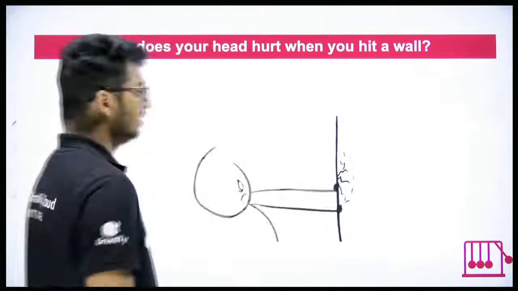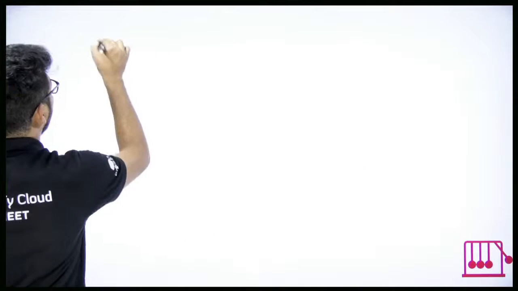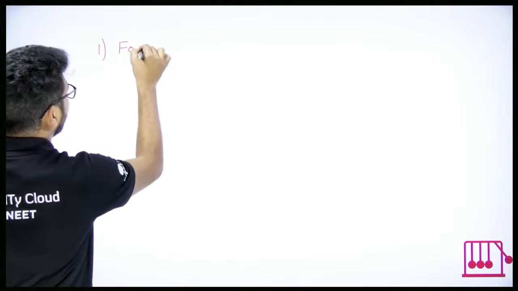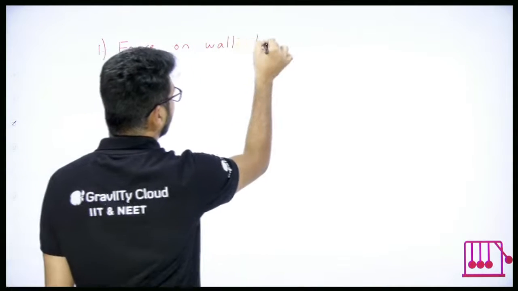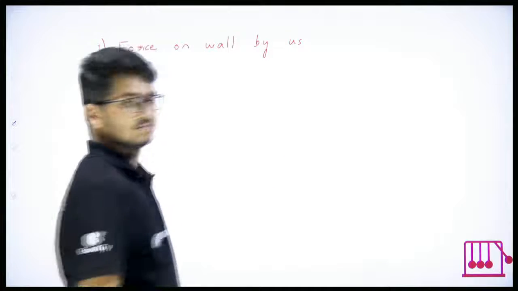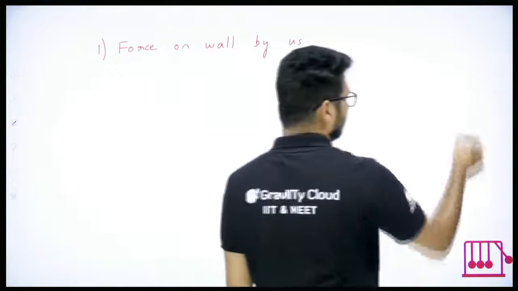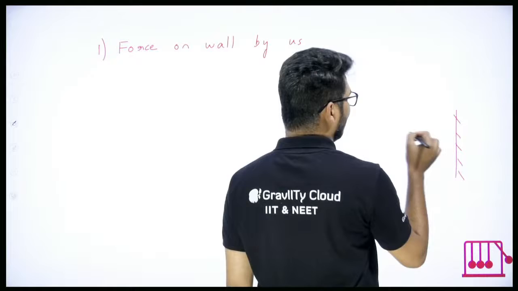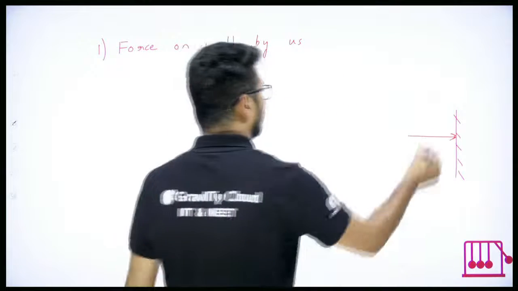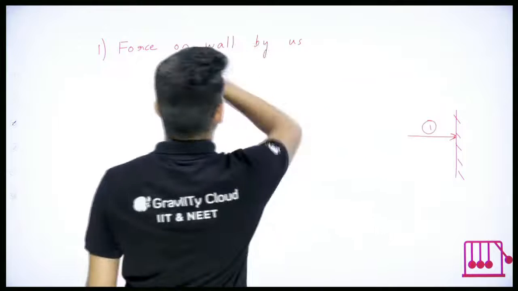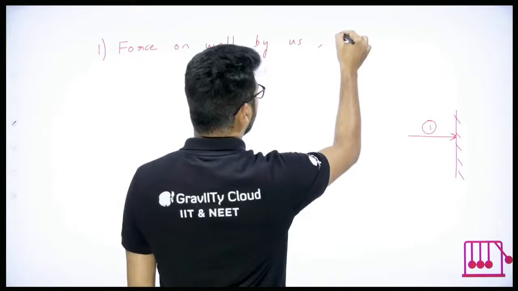That is the question. Right, so when you hit a wall, force on wall by us. Let's say this is the wall. Right, we are hitting the wall. So this will be the first force. I'll call it 1. So force on the wall by us, in this case, to right.